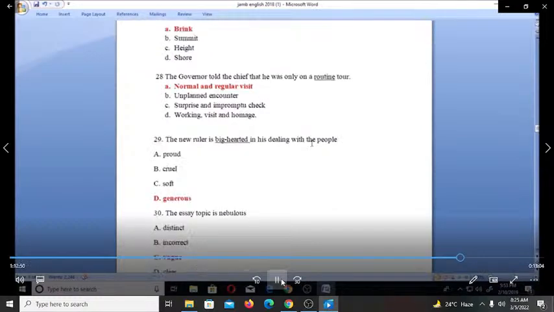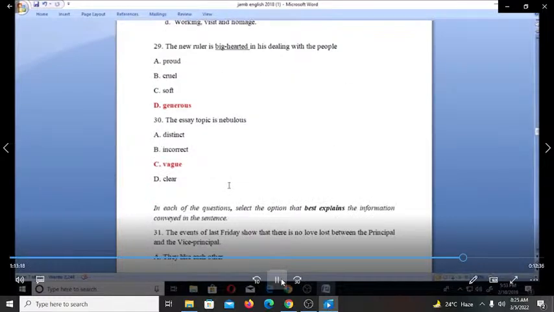29. The new ruler is big-hearted in his dealing with the people. The word there is big-hearted. So which is the closest meaning to the word big-hearted? Is it A, proud, B, cruel, C, soft, D, generous? The word closest in meaning to big-hearted is generous. So D is the answer.